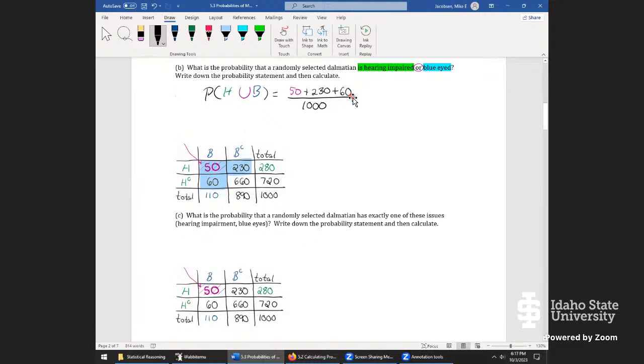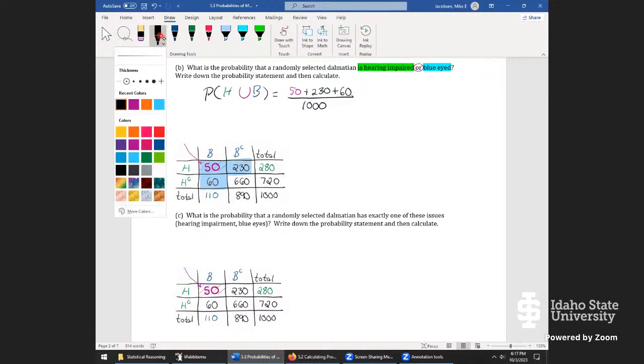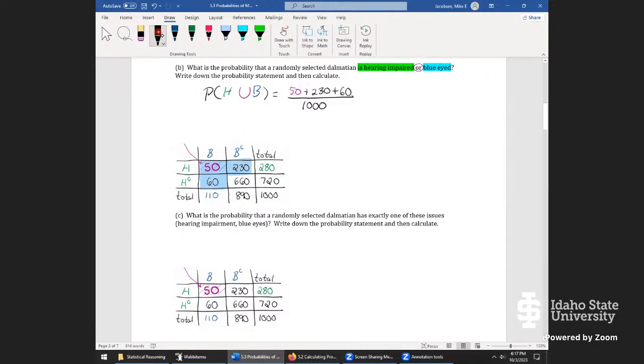Does that make sense to folks on getting through this one here? Okay, let's put in just one additional comment as well. If you're asking for probability of a union symbol, say H union B, then follow the color coding like we did right here. A union means you're taking multiple cells.